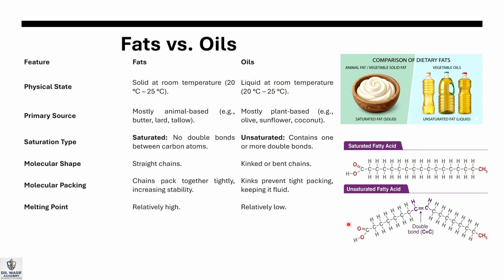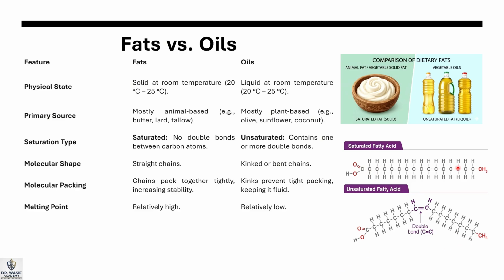Okay, these are unsaturated, but here is the secret. Their fatty acid chains have kinks or bends in them. You can see that here, kinks or bends. Think of these like crooked branches instead of straight logs. Means these are not straight.